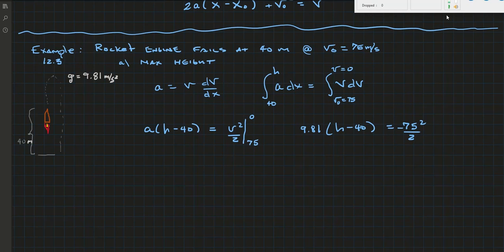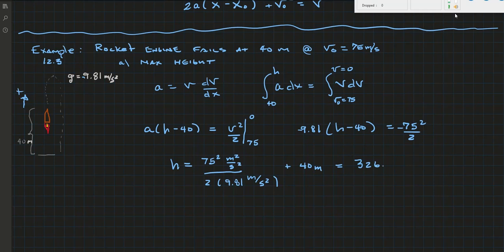Also, since we're taking this direction as our positive, gravity is actually a negative, so let's put negative in this relationship. Solving for h gives us this relationship, and when we throw that into a calculator, we end up with, say, 326.7 meters. Meters because the seconds squared cancel out and one of the squares cancels out. Now notice that's h measured from this datum line, because we have included this 40 in our relationship.